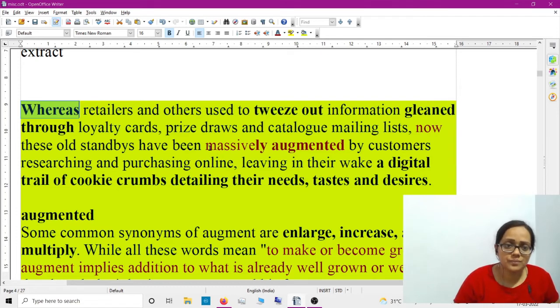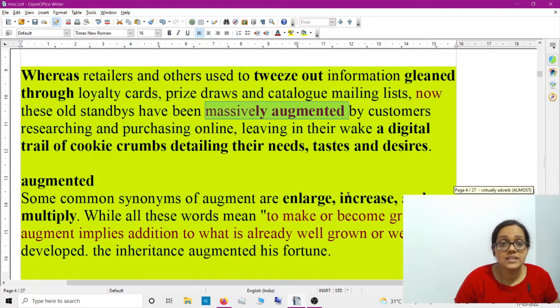Okay. See, we will tell, right? The matter has been worsened by dash, like that. So this is like a dash plus dash. That sentence has been connected by massively augmented. Augmented means increase. This has been massively augmented, increased by customers.